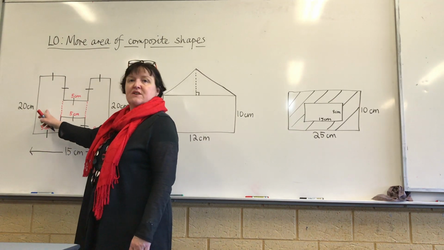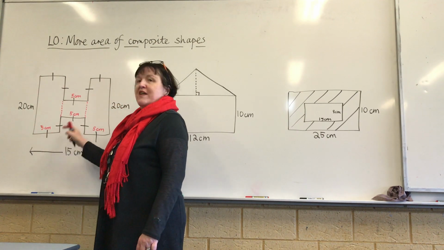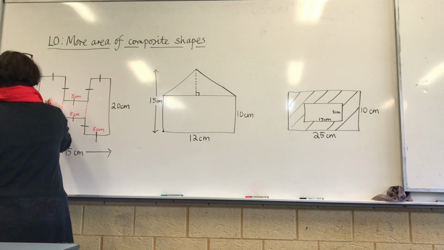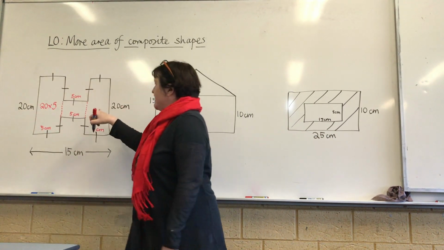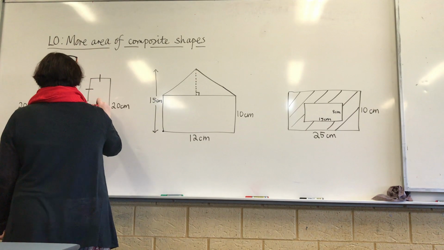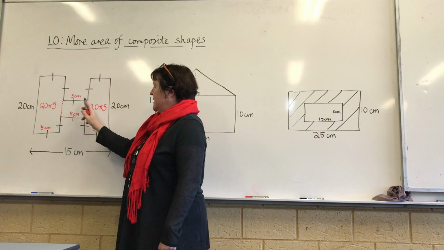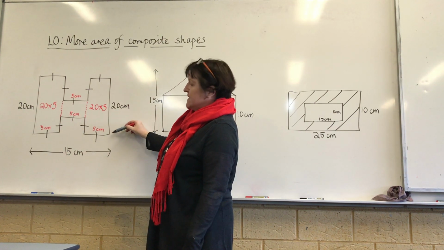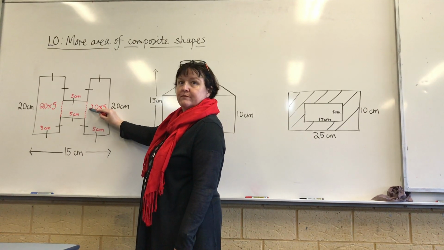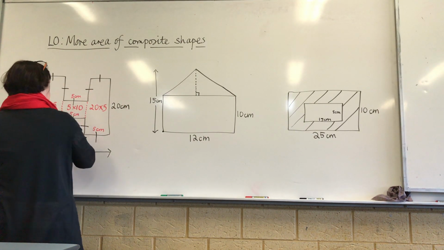So what are the dimensions of this rectangle? Look at it. 20 by 5, well done. What are the dimensions of this rectangle? 20 by 5, that's right. Now, this little one here, that's 5 centimetres. Now, if that's 20, and that is 5, and that is 5, what's that? 10, well done. So the dimension of the middle rectangle is 5 by 10.